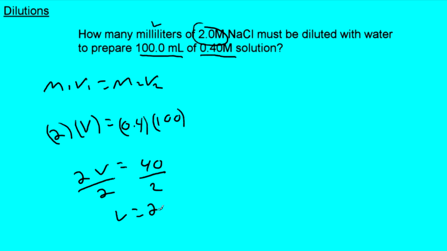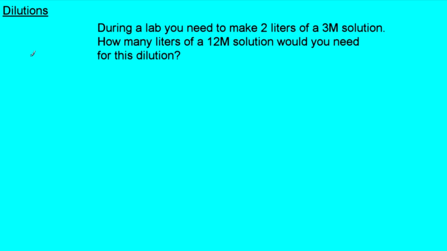V equals 20. Let's try another one. During a lab, you need to make 2 liters of a 3M solution. All right, so let's get our formula: M1 V1 equals M2 V2. So we need to make 2 liters of a 3M.